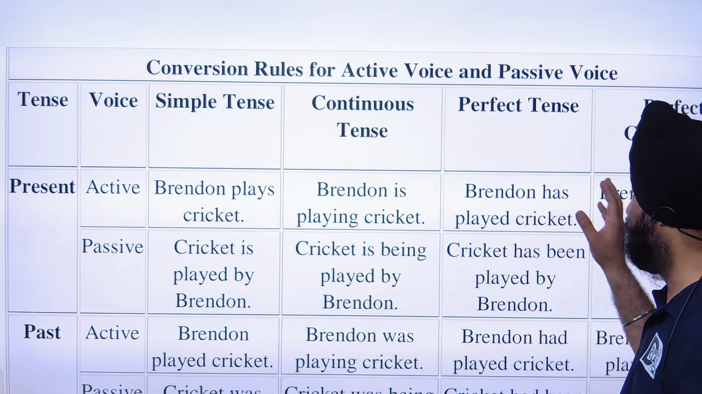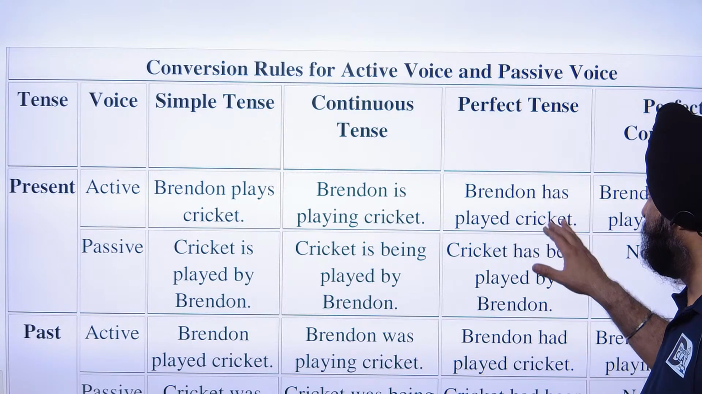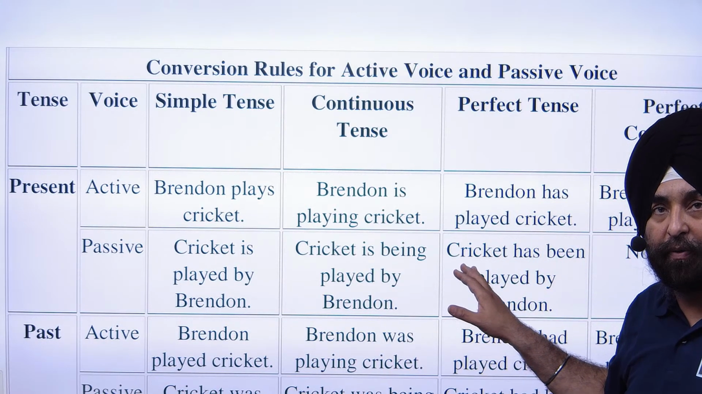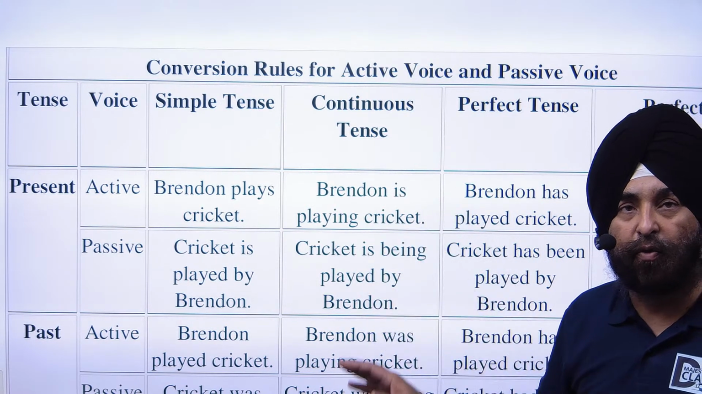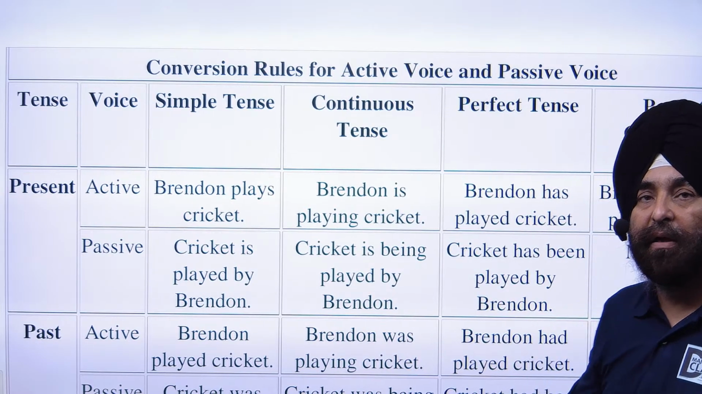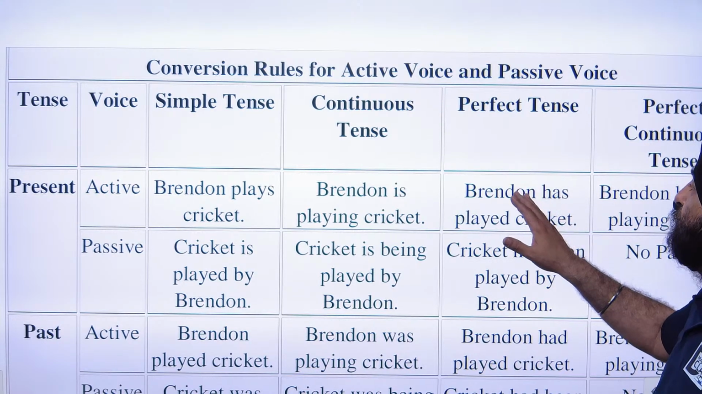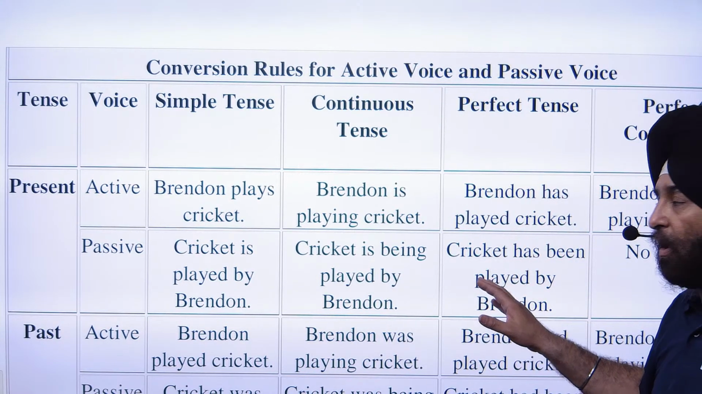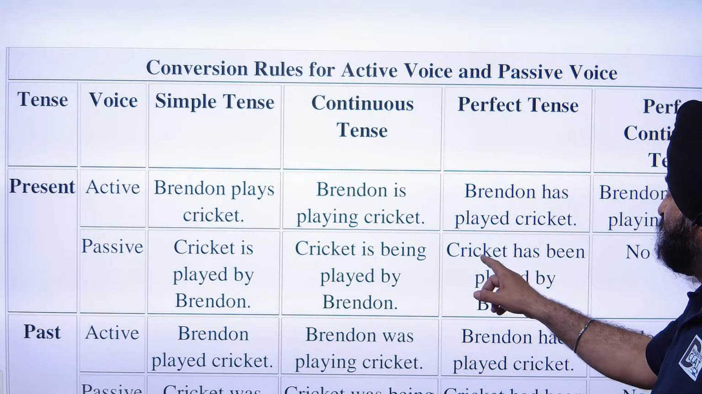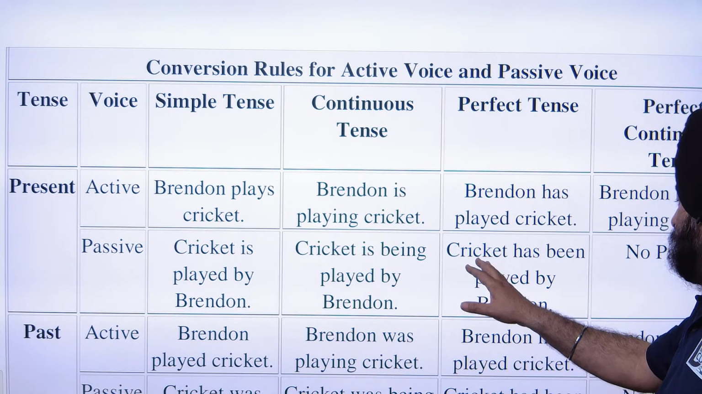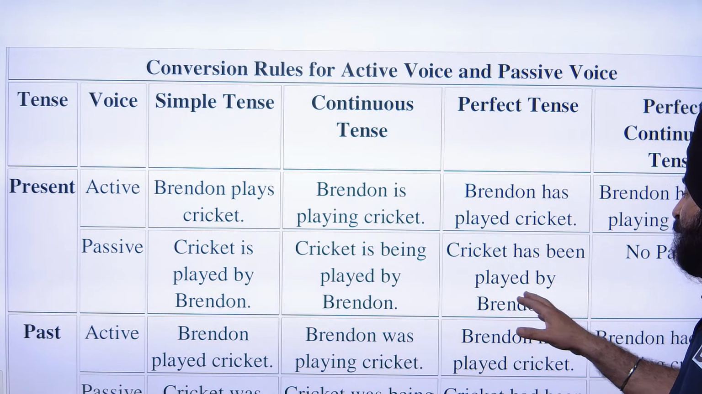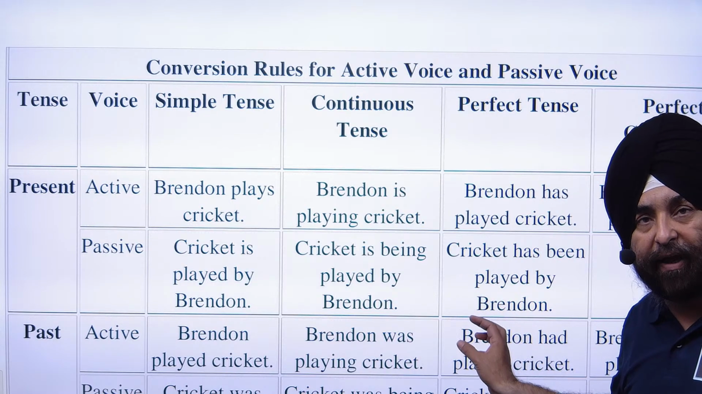Then we come to the perfect tense, the present perfect tense. Brendan has played cricket, right? When we change it into passive, what do we find? Cricket has been played by Brendan. The tense would remain the same. The focus now lies on cricket, fine, and it has been played by Brendan.